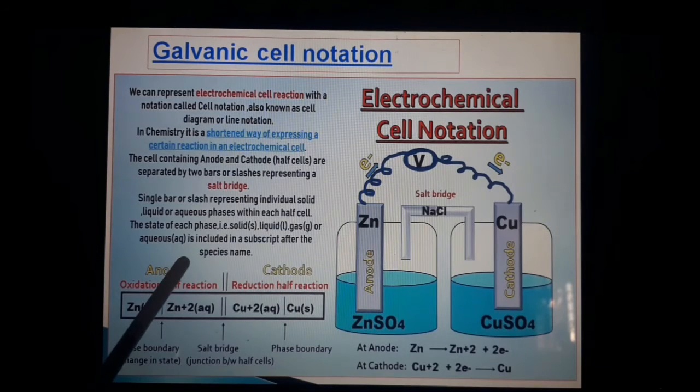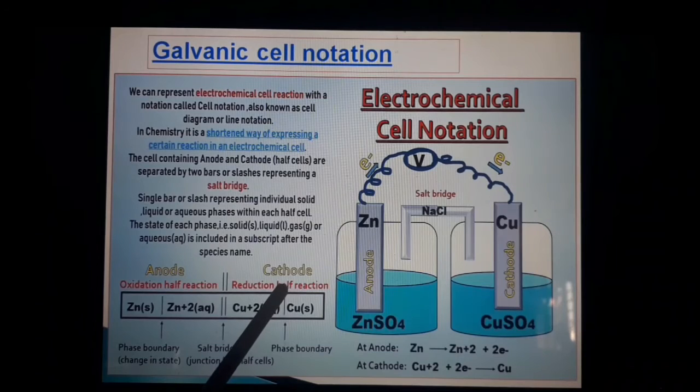Now you mention each phase, like solid, liquid and gas. Whatever the equation represents, you should write solid, aqueous, or gas, whichever applies. That is the cell notation. Once again I will explain. There are two parts of the cell notation: one is the anode part and the other is the cathode part, one oxidation reaction and one reduction reaction.